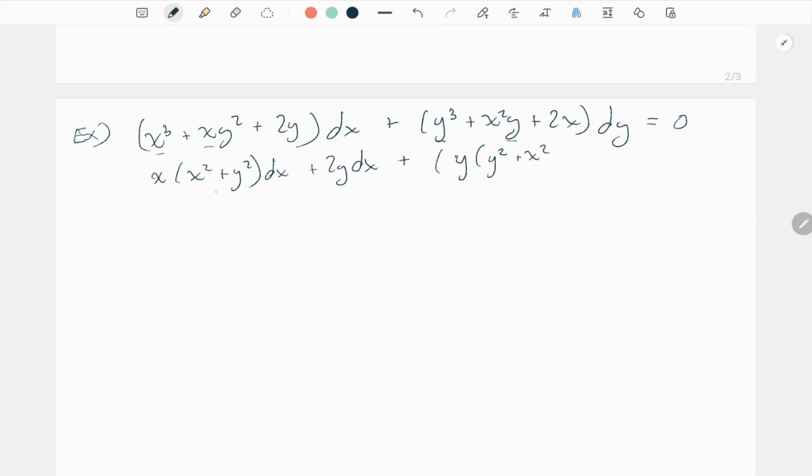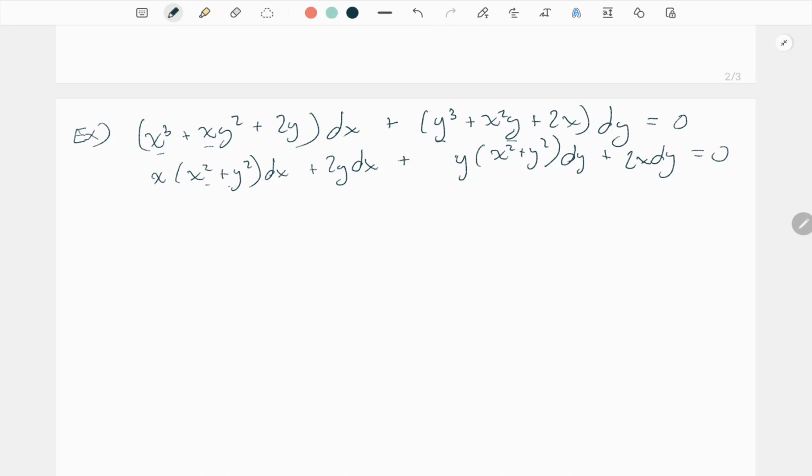Or actually, let me make it look like this. I have x squared plus y squared on this side. So let me go here and write (x squared plus y squared) dy plus 2x dy equals 0. Okay, we don't need this guy there.